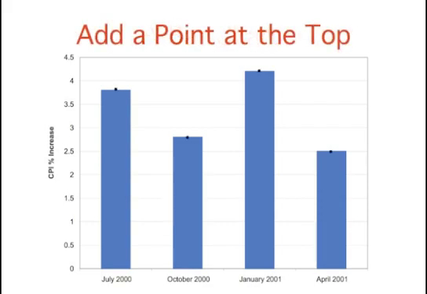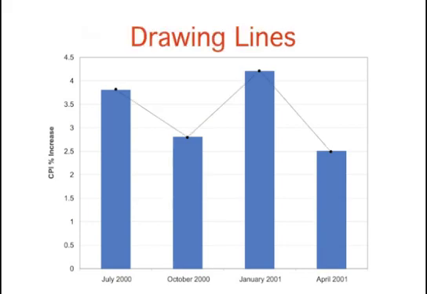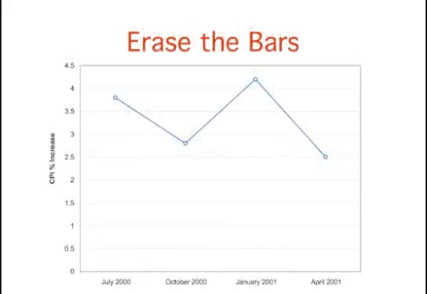Let's convert this bar graph to a line graph. First, a point is placed in the center of each bar in the bar graph. Next, lines are drawn connecting the points. Finally, the remainder of the bars are erased, completing the transformation to a line graph.